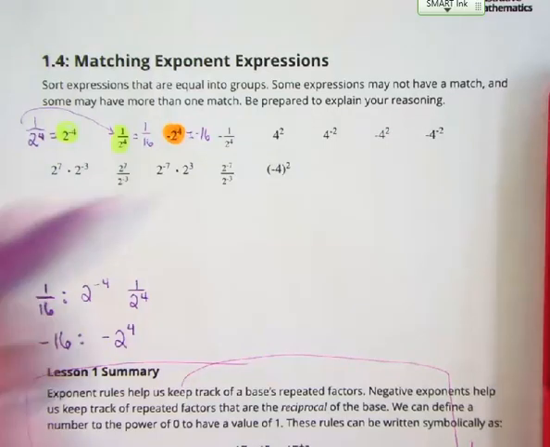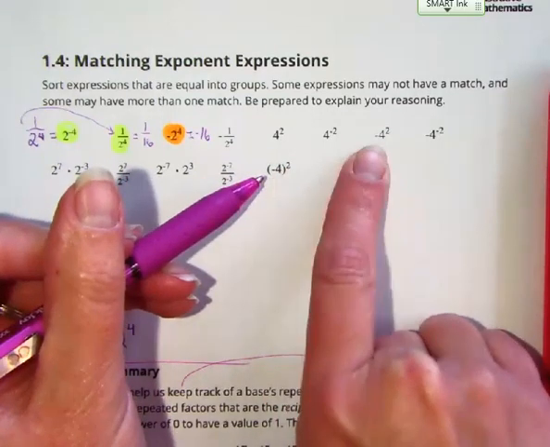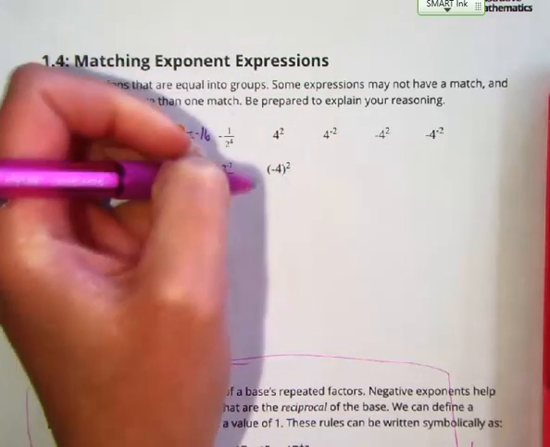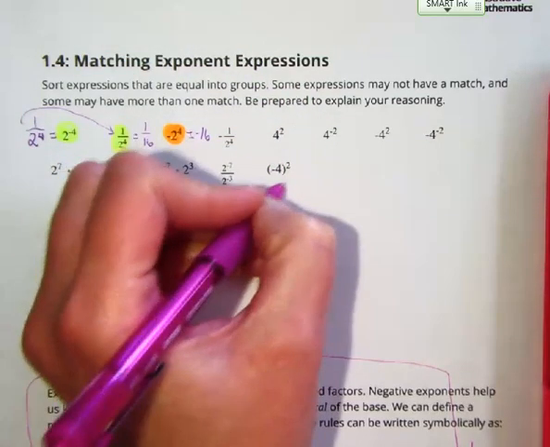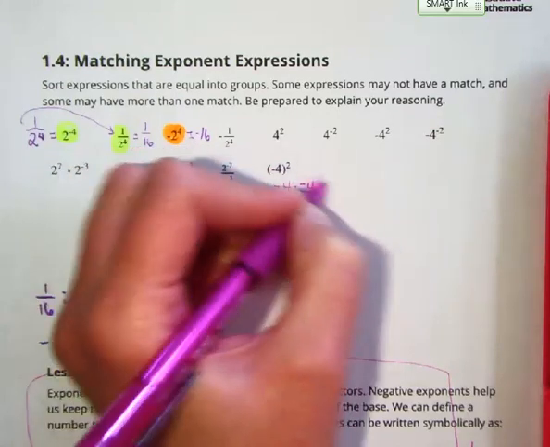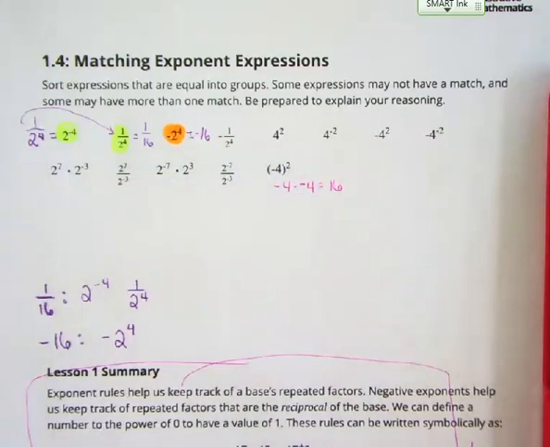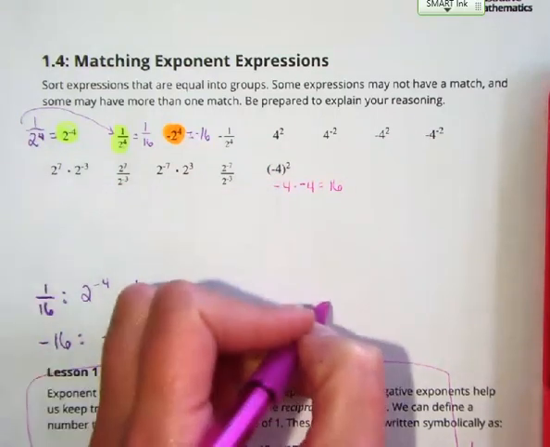Alrighty, let's stick with this idea. I'm going to skip ahead to these ones over here because I want to go back to this idea. This is very different. If we have (-4) squared, this means -4 times -4, and a negative times a negative is, of course, a positive 16. Okay, so be careful about that guy. That's going to start us a whole new category.